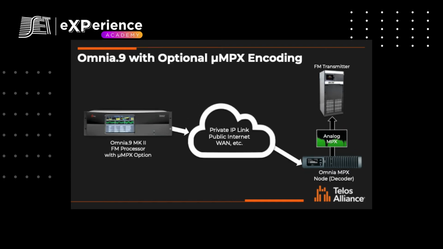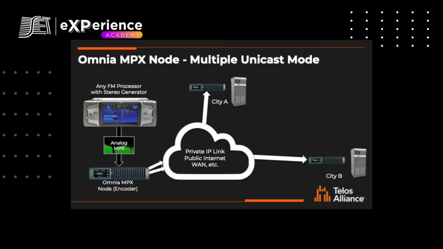Now, some Omnia processors can be purchased with the Micro-MPX encoder option in it, or you can turn it on with a license purchase. So you might want to check into that possibility. Then you don't need the hardware Omnia MPX node at the studio, just at the transmitter site. What can you do? Well, besides sending from one to one, that is one studio to one transmitter, you can do multiple unicast and send the same signal to, in this example, 2 different transmitter sites.